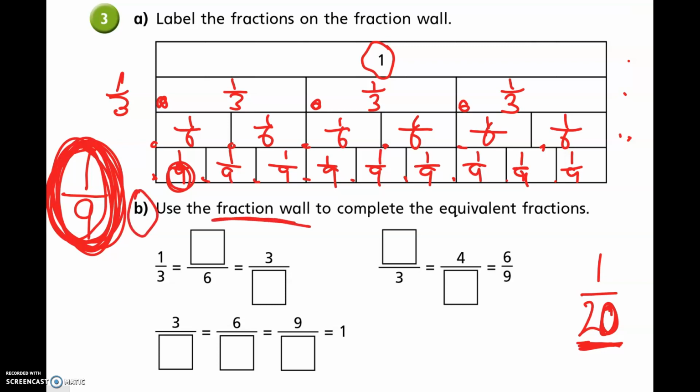Use the fraction wall to complete the equivalent fractions. Now a third. Let's go and find 1/3. You put a line there. Now if we go down, we want to find out how many sixths. So draw it down. How many sixths can you see there? Yes, 2 sixths. And draw it further down. We want to see how many, and we know it's going to be something with 3. So let's just check 3/9. And there it is. Let's look over here.